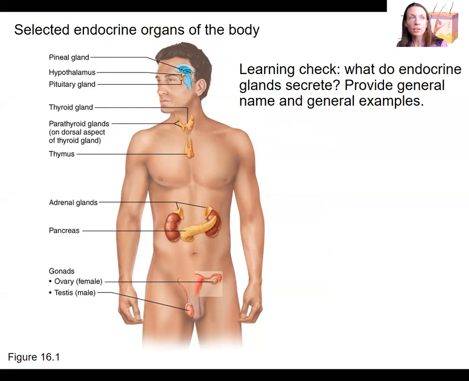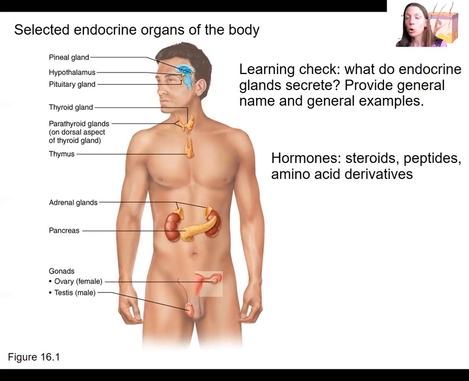So, the learning check. What do endocrine glands secrete? Could you tell me the name of one and the general name as well? Okay, hormones. Some of these are steroids, they can be peptides, they can be amino acid derivatives. This part you might not know yet. That's okay. These are types of things that can be chemical messengers in the bloodstream.